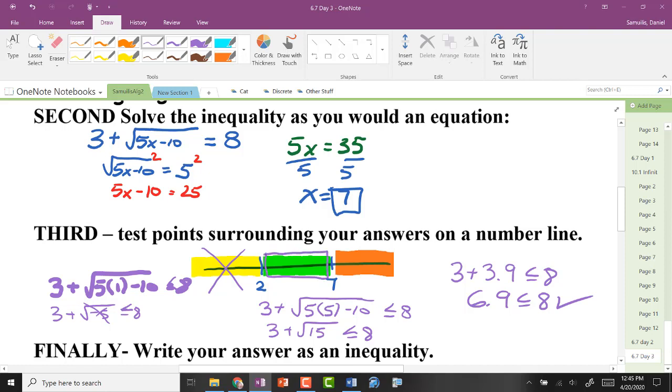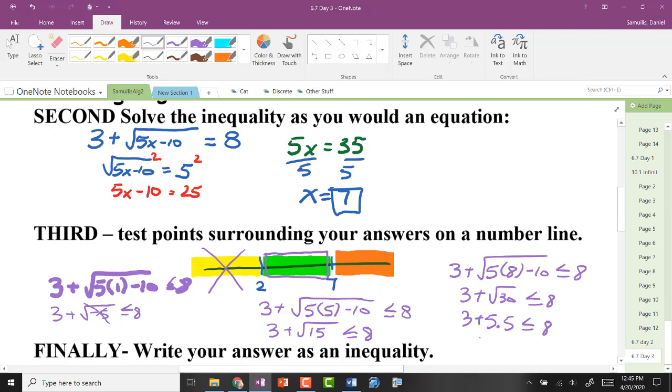I'm going to do my last little check here. So my last check, I'm going to pick a number that's greater than 7. So 3 plus 5 times 8 minus 10 is less than or equal to 8. So 3 plus the square root of 30, less than or equal to 8. The square root of 30 is about 5.5-ish. So we get 8.5 is less than or equal to 8. That does not work.